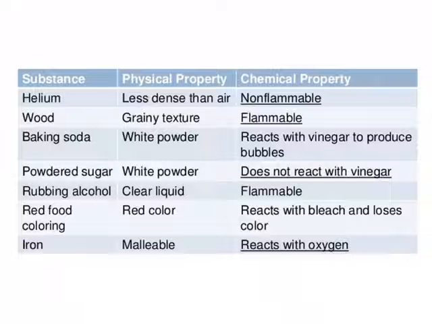Notice that to find out all of these chemical properties, you would have to actually do a test on these things that would cause a chemical reaction. So to know that something's flammable, you would have to light it on fire. And to know that something does not react with vinegar, you would have to try to react it with vinegar. Not true with physical properties.